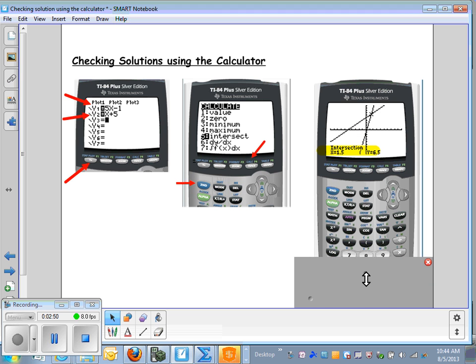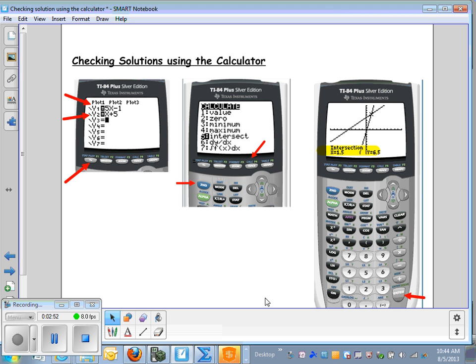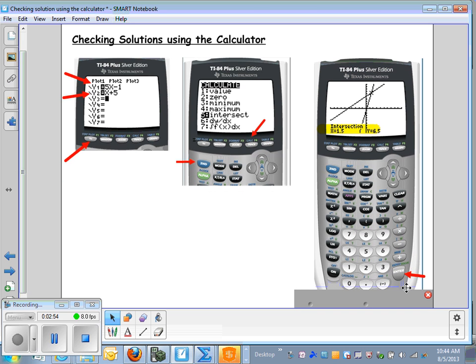It'll then graph it for us, and we will hit the enter key 3 times, and this will come up, intersection point. The intersection point of these two lines is 1.5, 6.5. So 1.5 and 6.5 is the point of intersection. We are checking our solution. That's the x value. So that's what we'll be doing. Go ahead and copy some of that down.